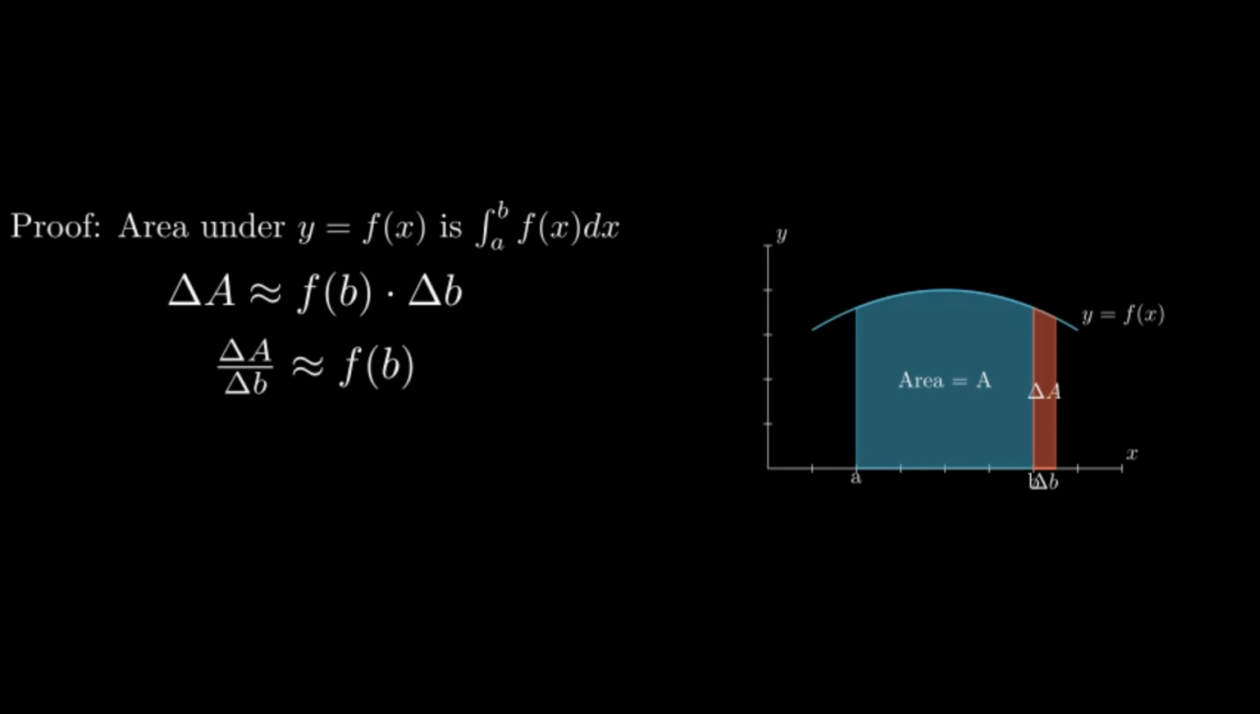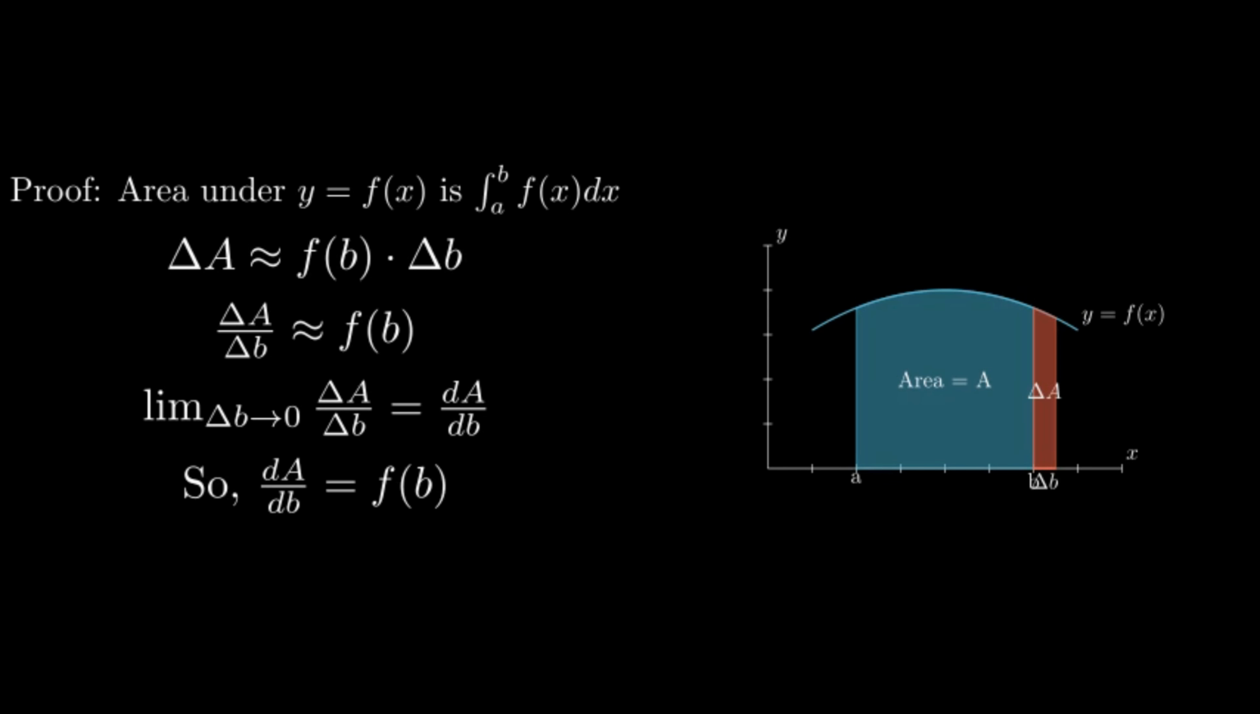Now for the magic of calculus. What happens in the limit as delta b approaches 0? The expression delta A over delta b becomes the derivative of A with respect to b, dA/db, and the approximation becomes an exact equality. So, the instantaneous rate of change of the area function is equal to the height of the original function at that point. This is a profound connection.